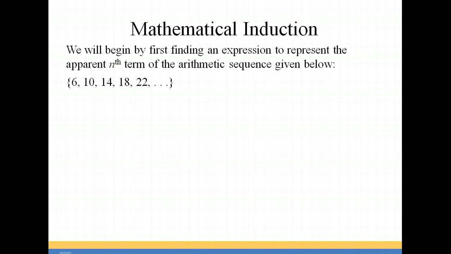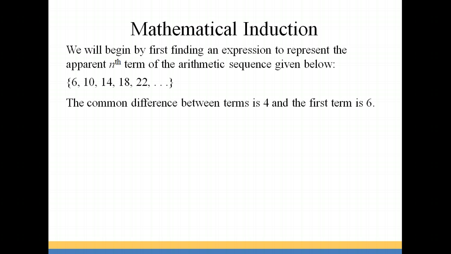If we want to find a formula to represent the terms of the sequence, we need to know what our common difference between the terms is. So if you go from 6 to 10, you're adding 4. From 10 to 14, you're adding 4, and so on. So our common difference between the terms is 4. You also need to know what the first term of the sequence is, which obviously in this case is 6.